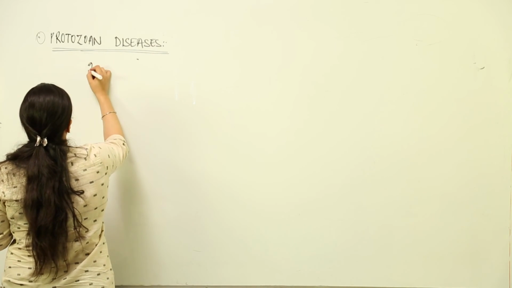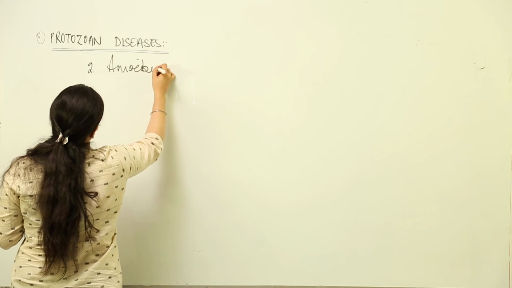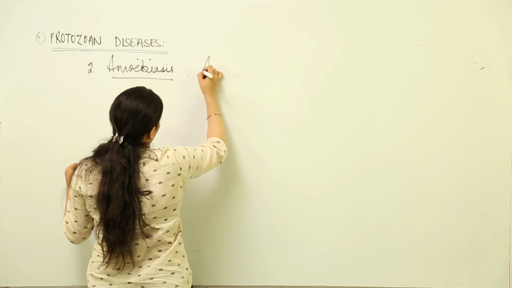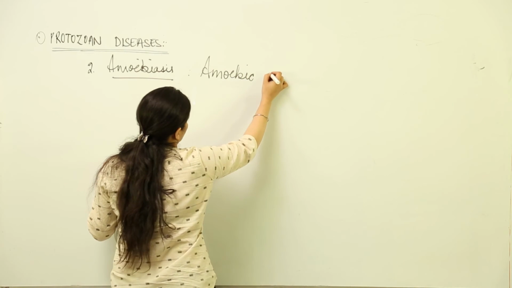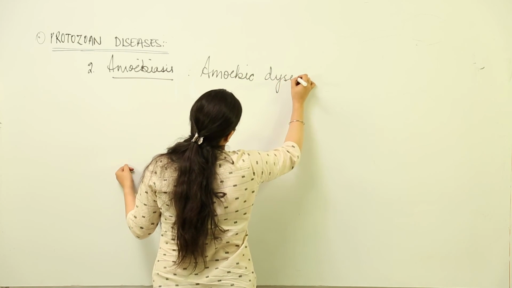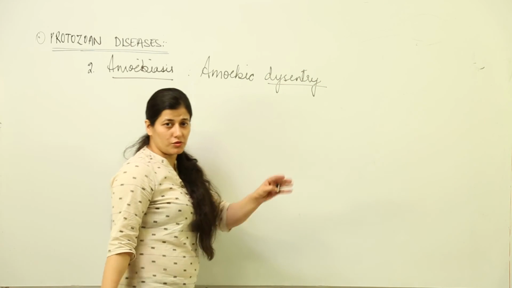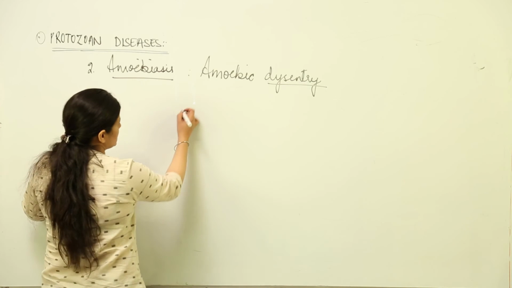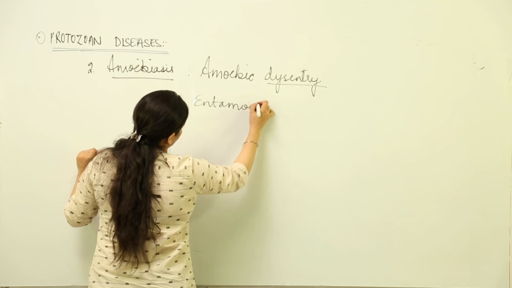From malaria we move to amoebiasis, or otherwise called amoebic dysentery. Now you can make out what the symptoms of this disease would be. Now that I have written dysentery, you can make out what the symptoms would be. Who is the causative agent of this? It is a protozoan known as Entamoeba.